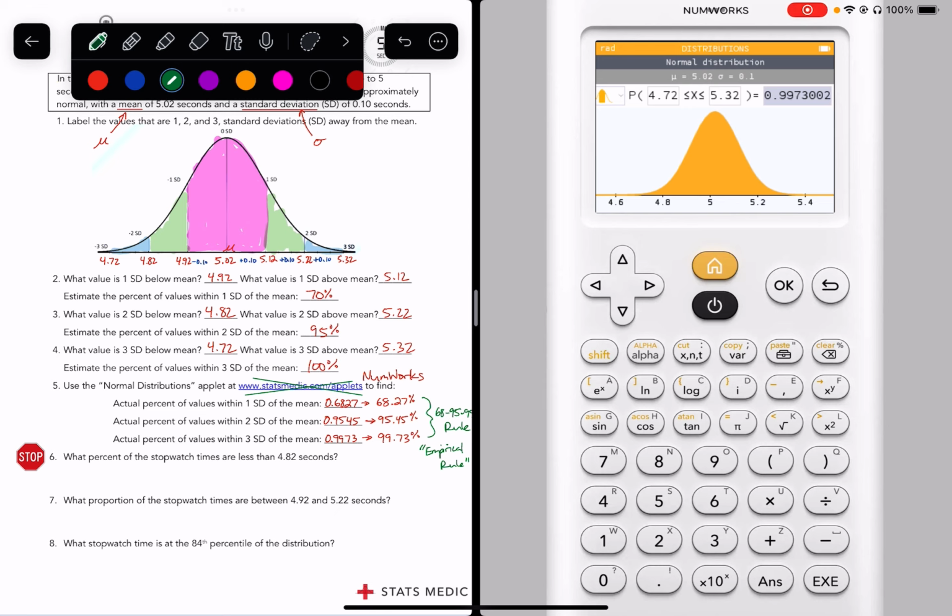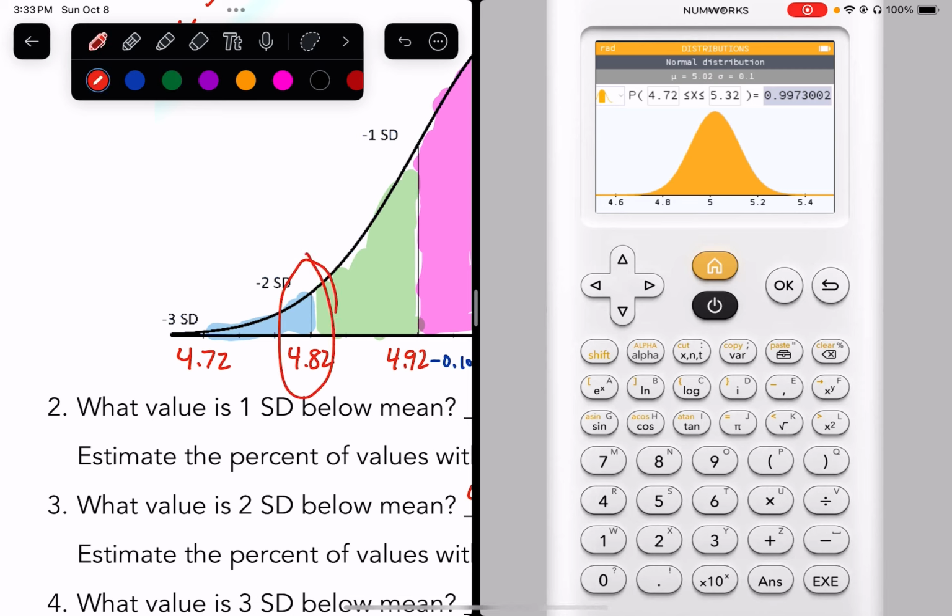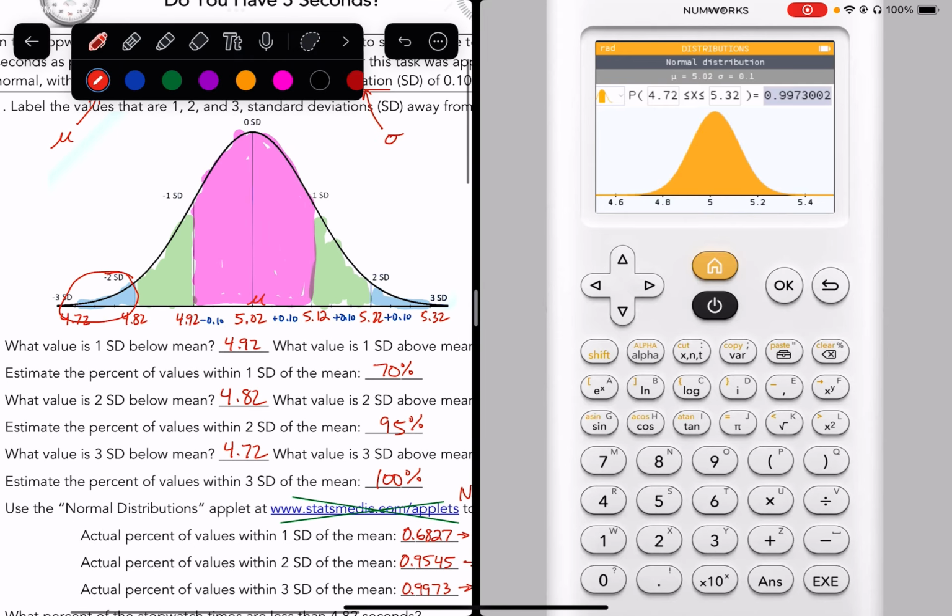So question 6, what percent of the stopwatch times are less than 4.82 seconds? So 4.82 seconds is right here on my graph. And so I want all the times less than that, which is basically this little blue section right here. That's the part that I'm trying to figure out. I'm basically needing to get rid of all of this right side. I know the whole thing is basically 100%, 99.7 is close to 100%. So I need to get rid of this whole other giant half.